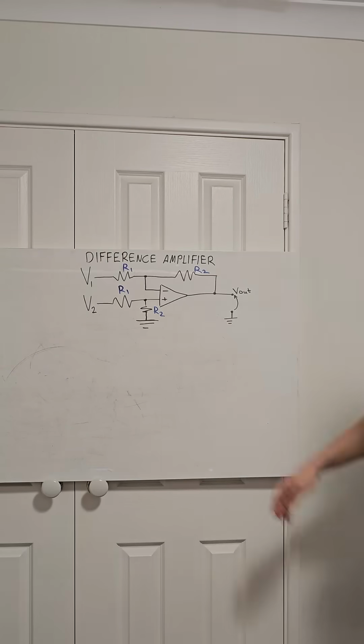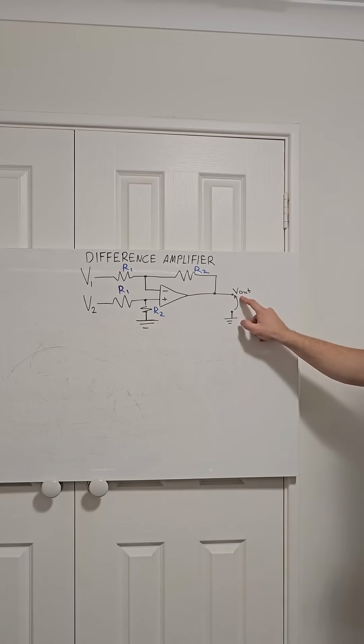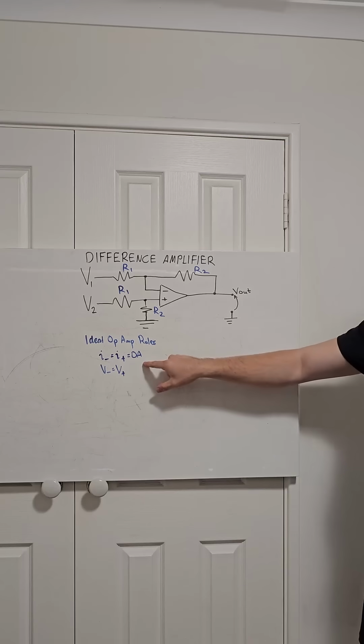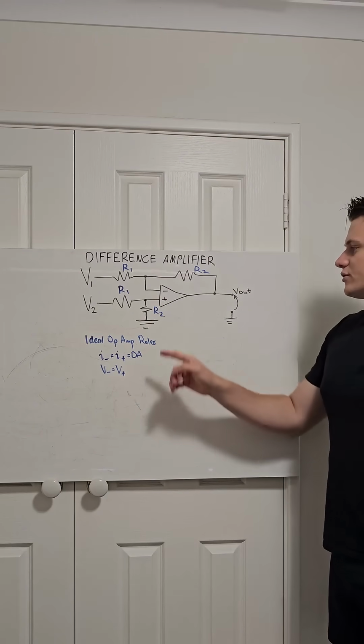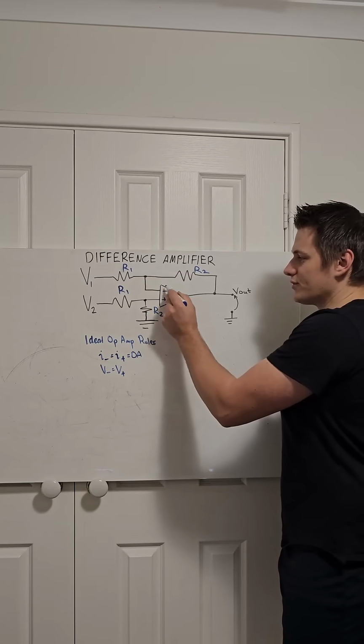So how do you do it? This is a difference amplifier and it'll take the difference of the two input voltages. So let's analyze the circuit and figure out what V out is to see what's going on. Current going into the two terminals is 0 amps and the voltages at the two input terminals are the same. Whatever voltage sits at this non-inverting input, the inverting input will also have that same voltage.